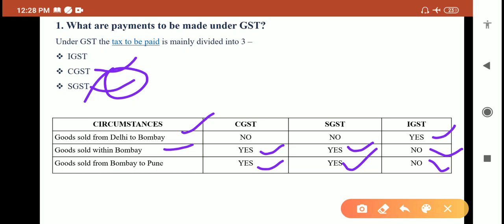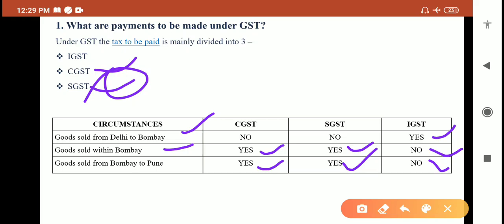IGST is applicable whenever an interstate transaction, export, or import is being made. Under GST, we already know that IGST is a tax levied on all interstate supplies of goods and services, and it is governed by the IGST Act under GST.